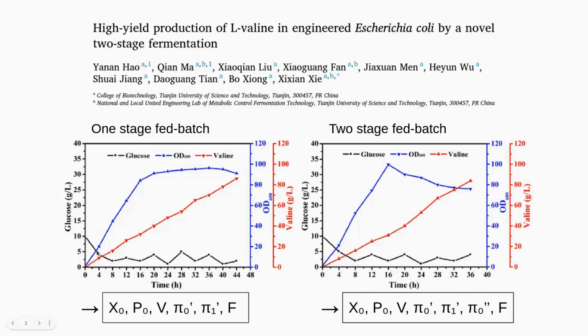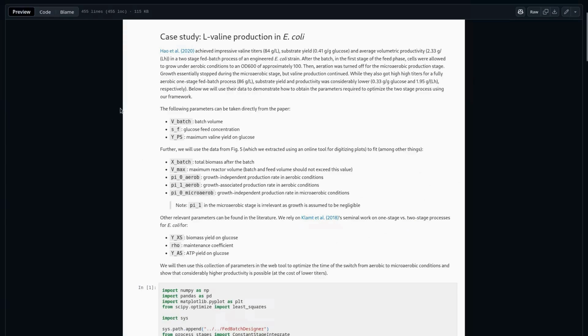From the one-stage process, we can get the state variables biomass, product, and volume, as well as both growth-coupled and growth-decoupled production rates and the feed rate. And from the two-stage process, we can additionally fit the rate for a growth-decoupled production in stage 2. To show you now in detail how we extracted these parameters, we switch to our notebook, which is also available online.